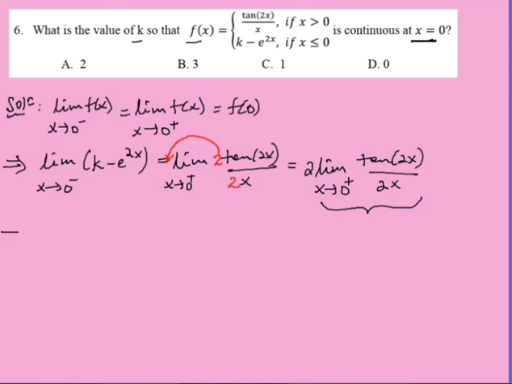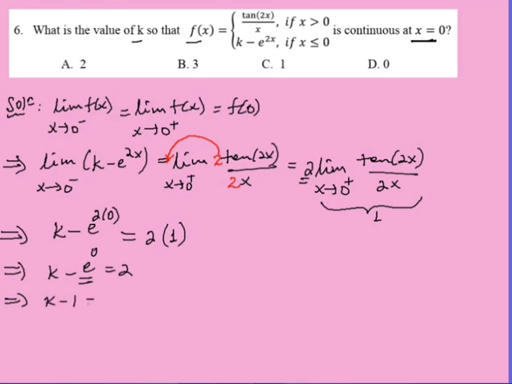So this problem becomes k minus e to the power of 2 times 0 is equal to 2 times 1. Okay, so this becomes k minus e to the power of 0 is equal to 2. E to the power of 0 is 1.